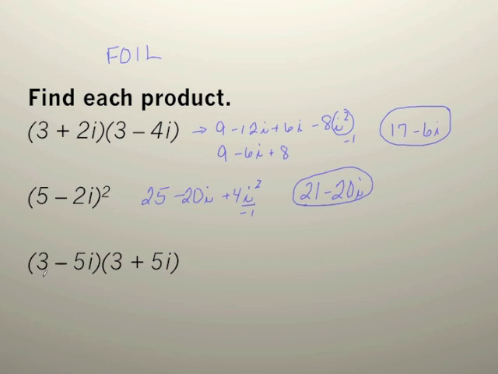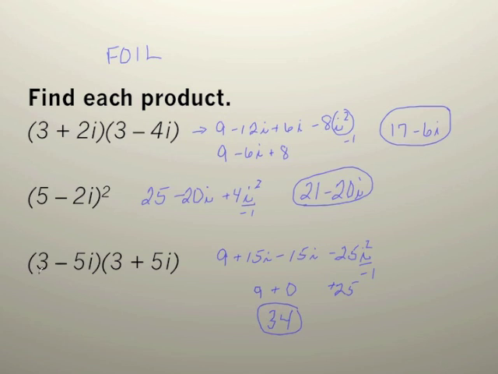And using FOIL again, 3 times 3 is 9. Outside terms will give me plus 15i. Inside terms will give me negative 15i, and the last terms will give me negative 25i squared. i squared again is negative 1, so this becomes positive 25. Oh, 15i and negative 15i, that's 0, plus 9 plus 25, I'm just going to end up with 34 as my solution.